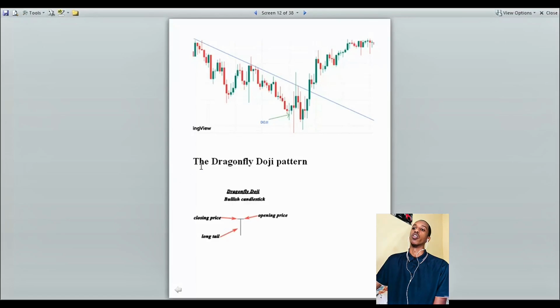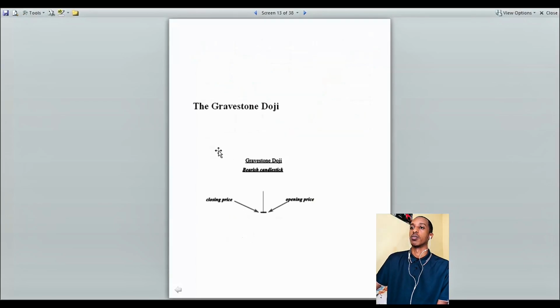So doji has different other kinds of doji patterns. This one is called the dragonfly doji pattern, and it's like this. It looks like a letter T. The close price and open price are on the top. There is no upper shadow. There is only a long lower shadow. So there is another one called the gravestone doji.